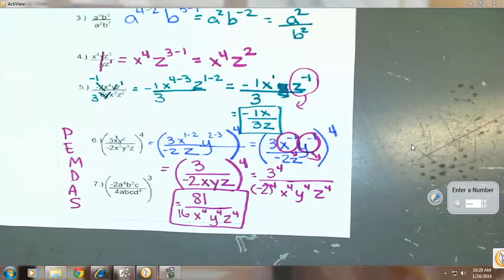Now, 4 cubed is not 12. 4 times 4 is 12? Which is... 4 times 4 is... 4 to the third power. Finish with the worksheet.